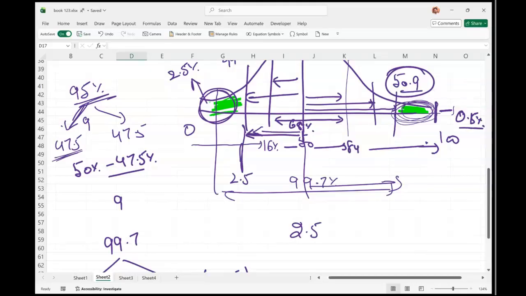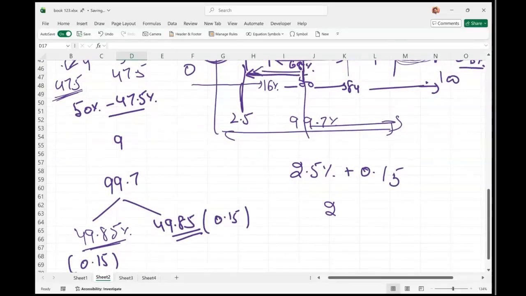So 2.5% plus 0.15, that will come out to be a total of 2.65% of the area. 2.65% of the chocolates which will go as non-satisfactory weight.